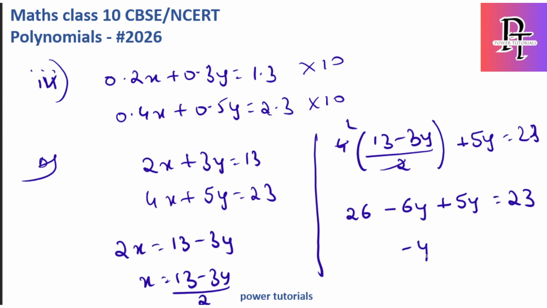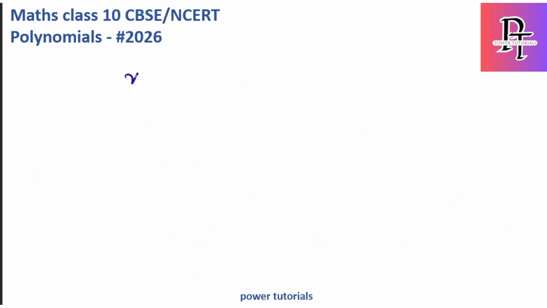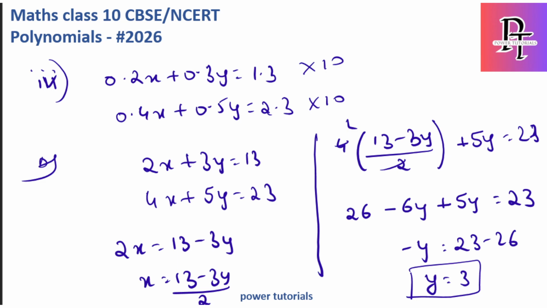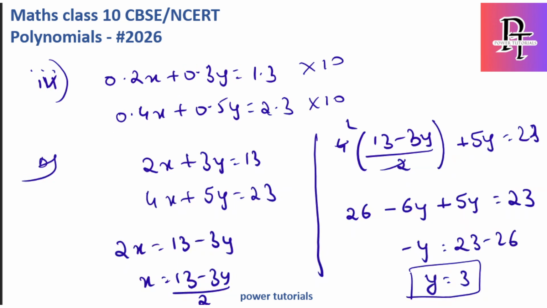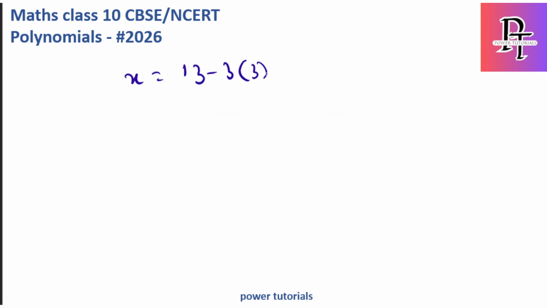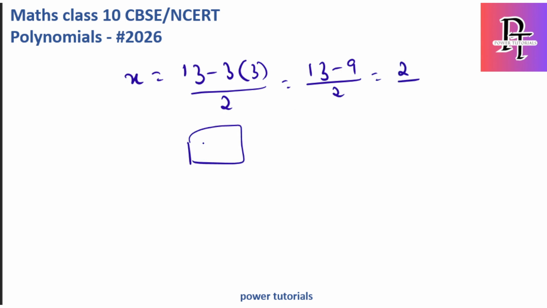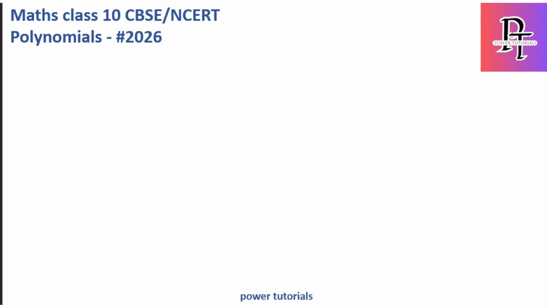This becomes minus y. The 26, if I move to the other side, becomes minus 26. So it is 23 minus 26. So the y value is equal to minus 3 by minus 1, which is 3. I got the y value as 3. Substitute it here. I will get the x value: x is equal to (13 minus 3 into the y value, which is 3) by 2, which is (13 minus 9) by 2, which is 4 by 2, which is 2. So the final answer is 2 comma 3. Okay, so this way 2 questions are done. The rest I have mentioned as homework.